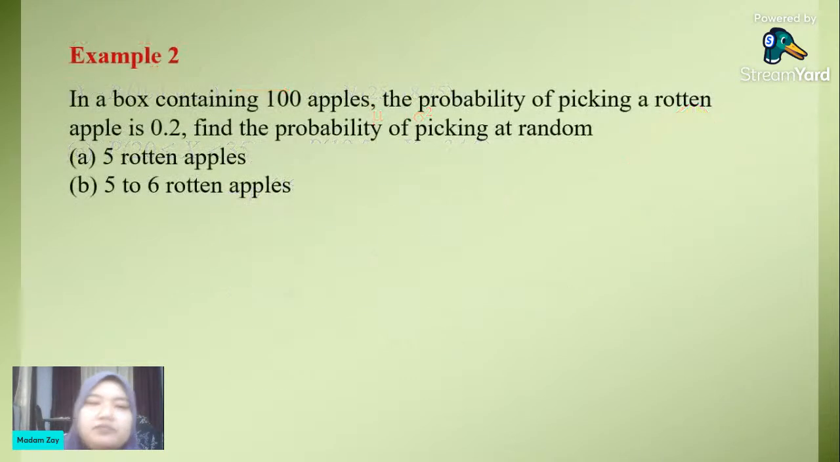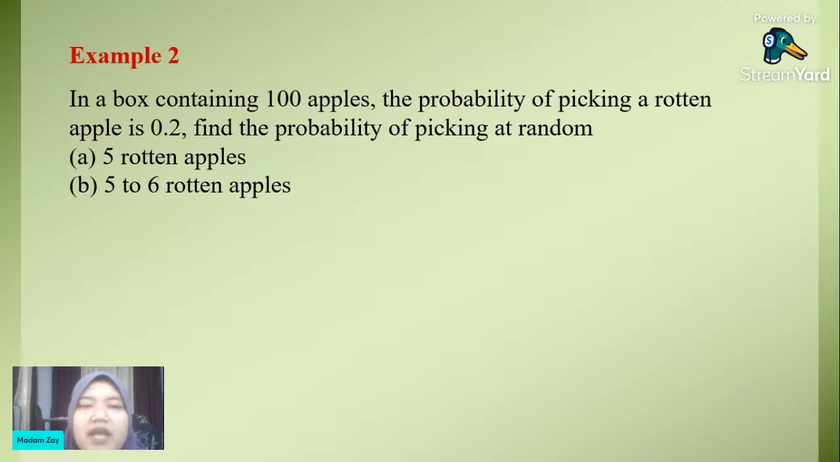Okay, now, example 2. So this is a real life situation or problem solving situation. In a box containing 100 apples, the probability of picking a rotten apple is 0.2. Find the probability of picking at random 5 rotten apples and 5 to 6 rotten apples. Okay, now this situation is talking about number of apples, right? So number of apples, we don't have 1.5 apples, 2.5 apples, tak ada.